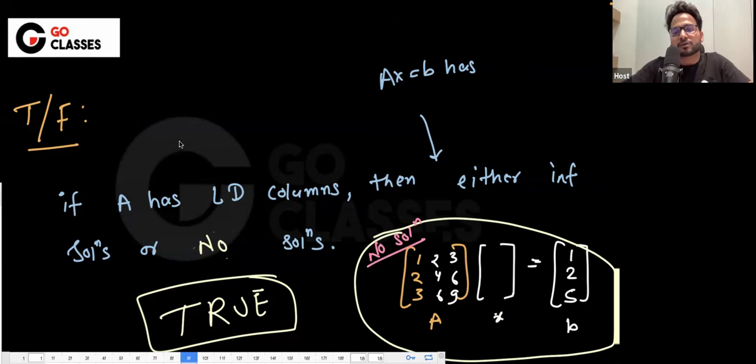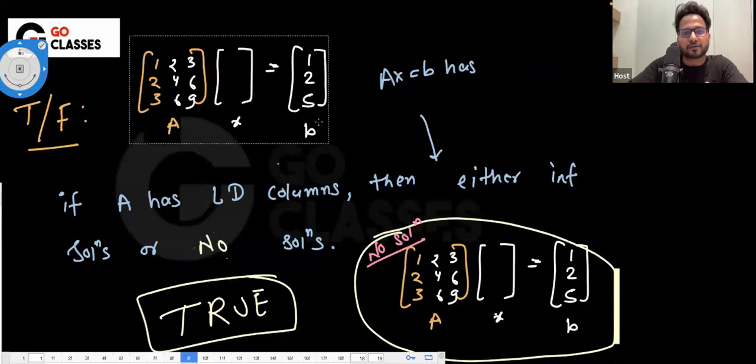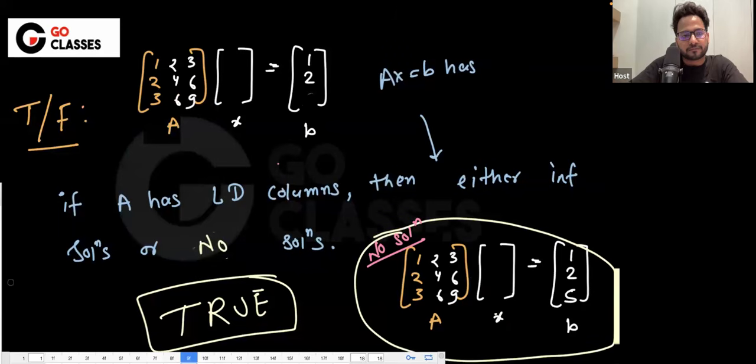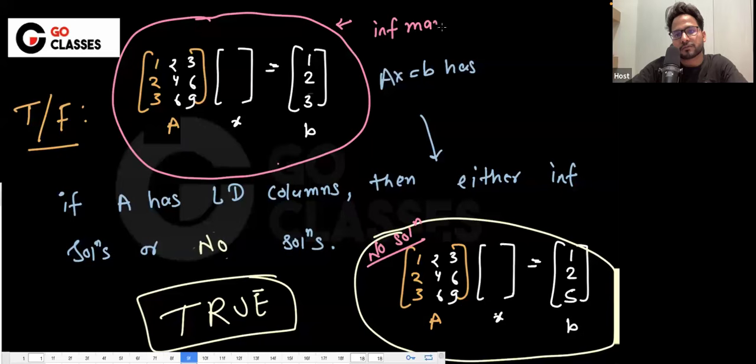And what about infinitely many solutions? Suppose I write something like this, then in that case there will be infinitely many solutions. So either no solutions or infinitely many solutions. So this is the case where there are infinitely many solutions. Understood? Yes, it depends on B. B must be a linear combination of columns of A. If B is not a linear combination of columns of A, then there is no solution. Like this, here no solution. Understood?